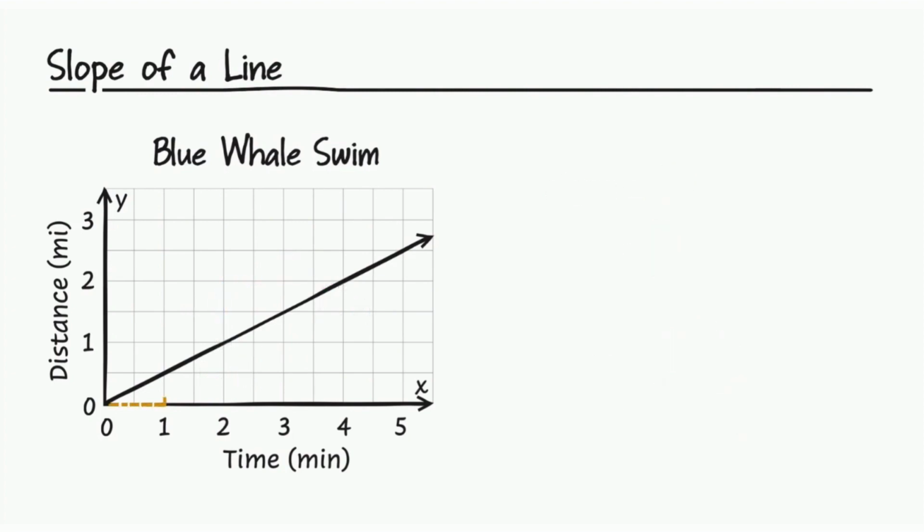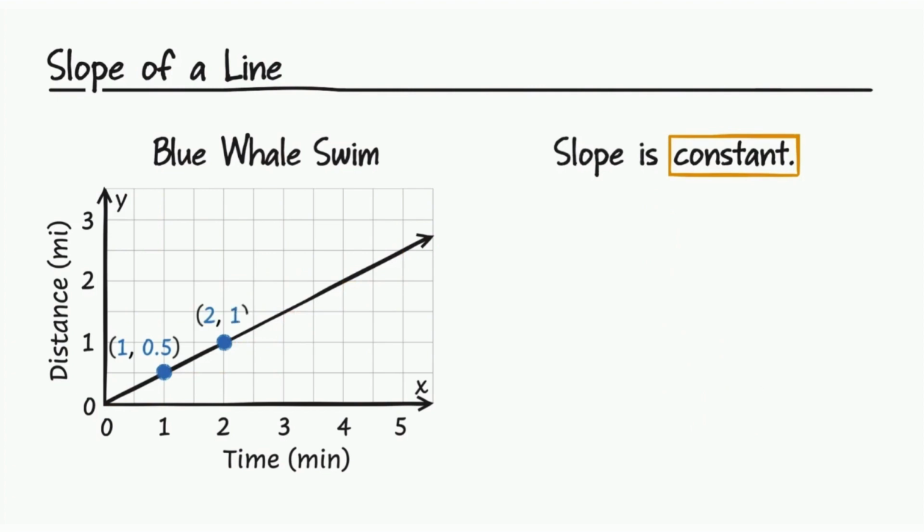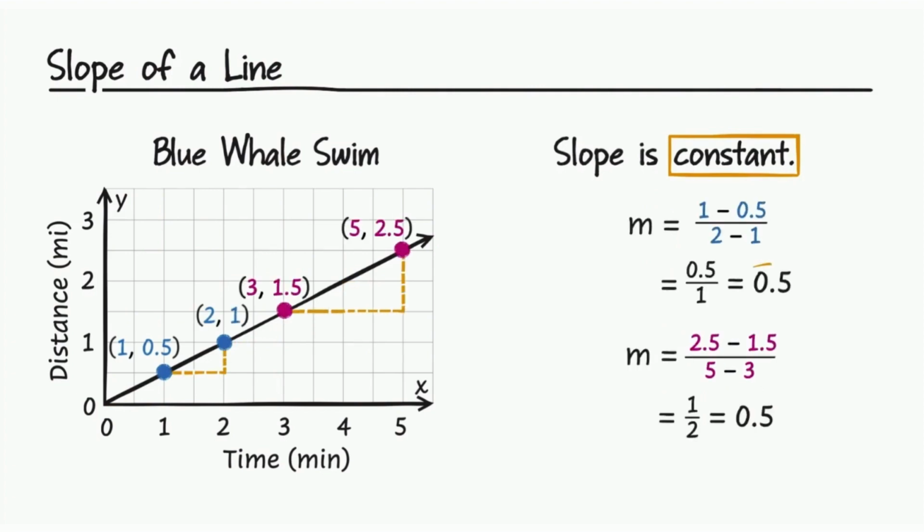Using what they know about transformations, students can understand that the slope of a line is constant. They can see that no matter which 2 points they use to calculate the slope, they will always get the same result.